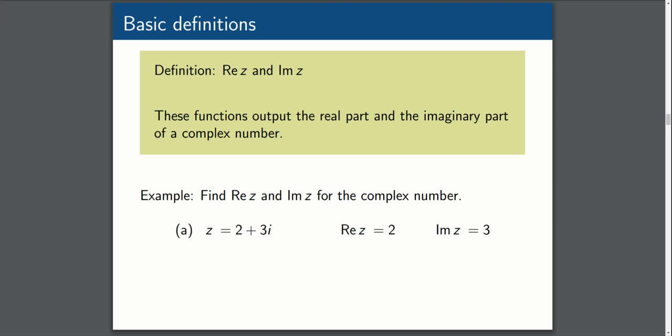And notice that that function Im is giving me 3 as the output and not 3i. If we're going to use that function, we do expect that the output will be a real number, not an imaginary number. One more example. So here I have the number z equals 7. I want to know the real and imaginary parts of this number.